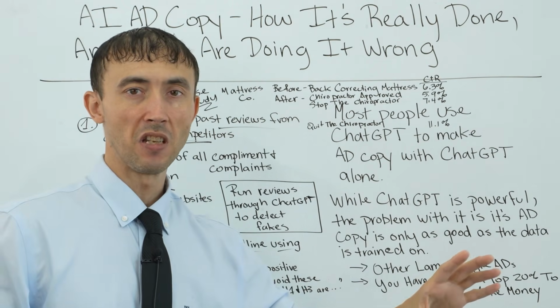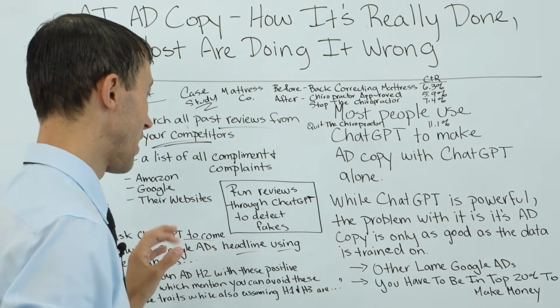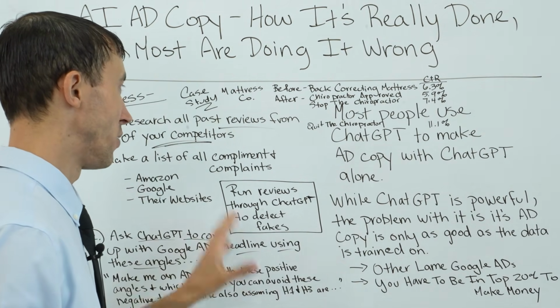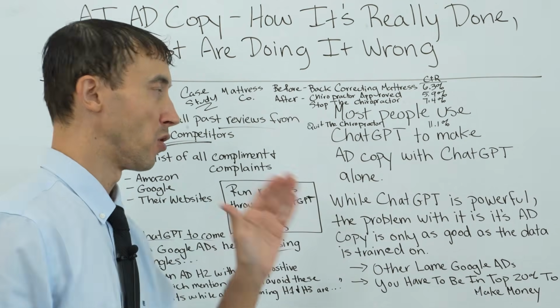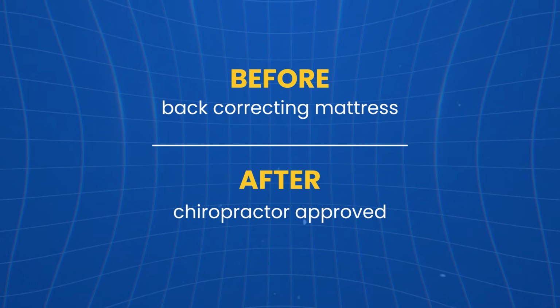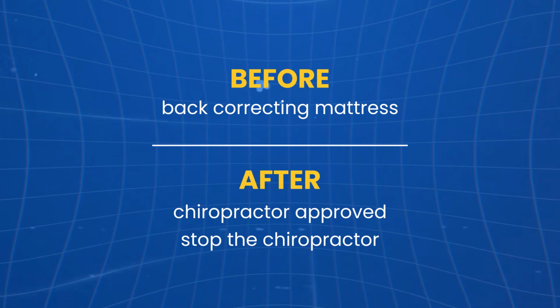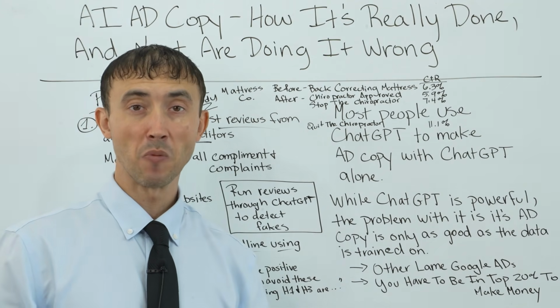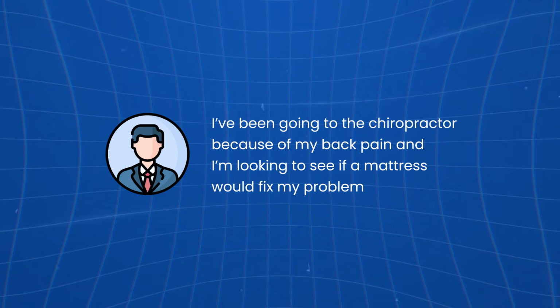Before we used ChatGPT, our best headline at the time was "back correcting mattress." Now, we used the process that I mentioned earlier to get better headlines. We did all the research, reading every last back pain mattress review on Amazon. It took a long time to do this, but it's 100% worth it, and you'll see why here. ChatGPT output 2 other headlines. "Chiropractor approved" is for headline 2, again, like I mentioned before. And "Stop the chiropractor," which is kind of smart because one of the things that people mentioned a lot in the reviews was, hey, I've been going to the chiropractor because of my back pain, and I'm looking to see if a mattress would fix my problem.